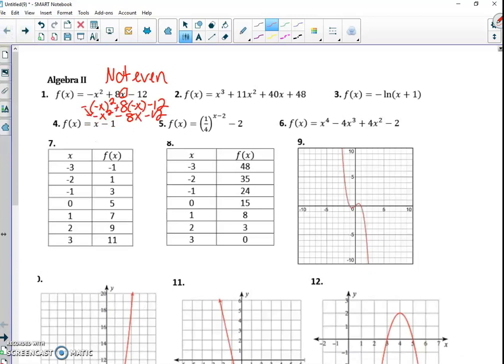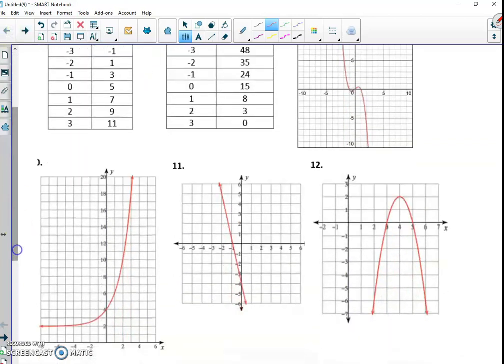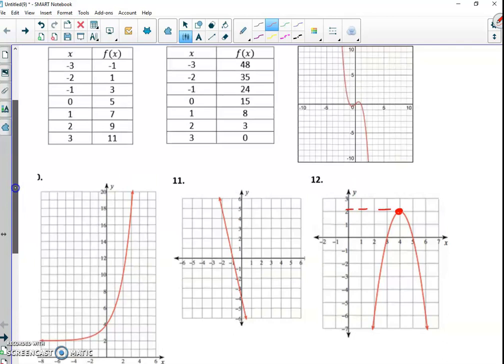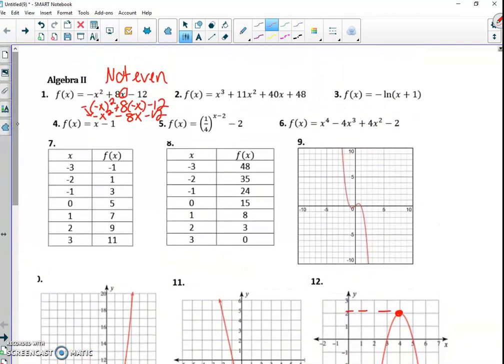So let's see, 1 or 12. For 12, you can see the maximum is here, the highest point is 2. So that's the highest. We need to see what the maximum is for number 1. We learned how to do that. To find the maximum for number 1, you have to do negative b over 2a. Let's do that to find the x value of the maximum.